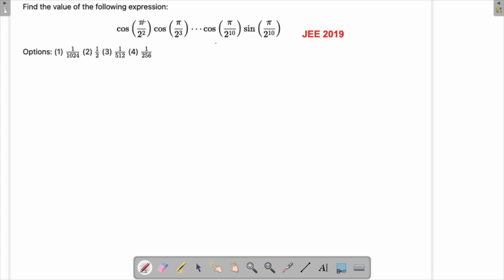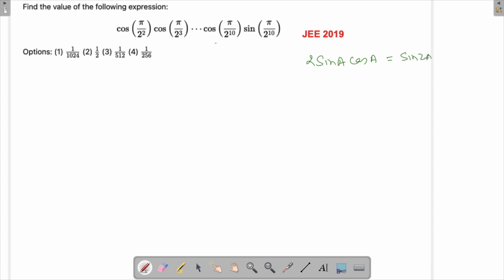What you see here is that the angles are pi upon 2 square, pi upon 2 cube, and pi upon 2 raised to the power 10. These are all cos values, and the last one is sine. So if you look at this, you see a pattern, which is sine A into cos A. Only if you multiply it by 2, then this will become sine 2A.